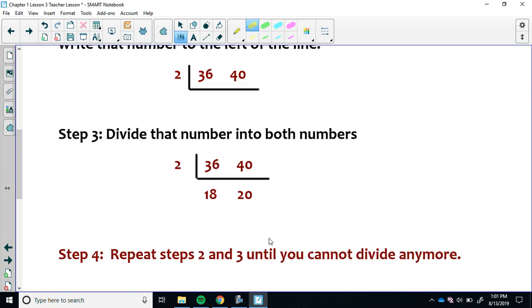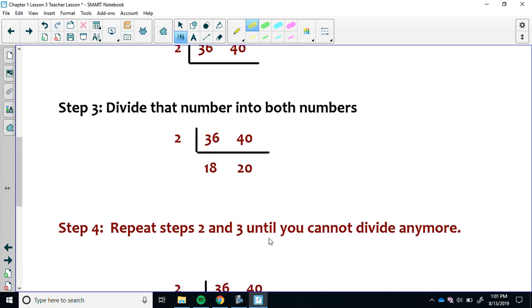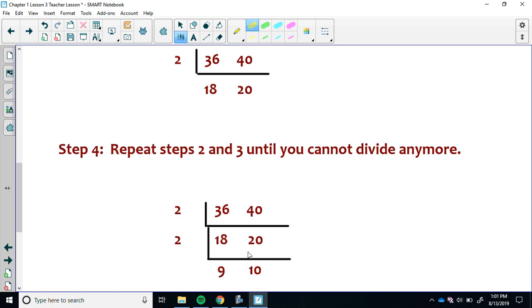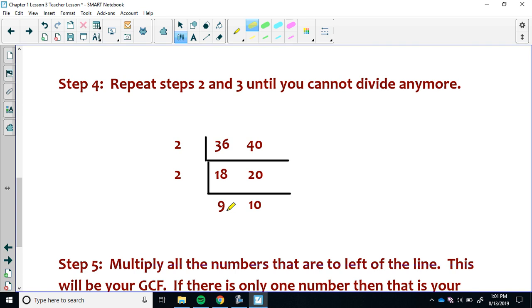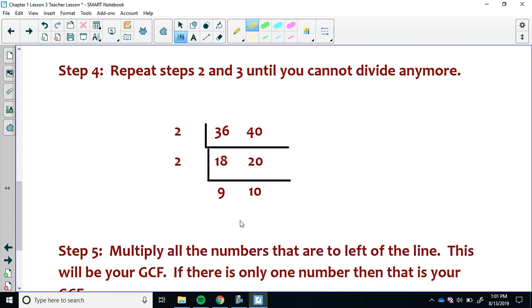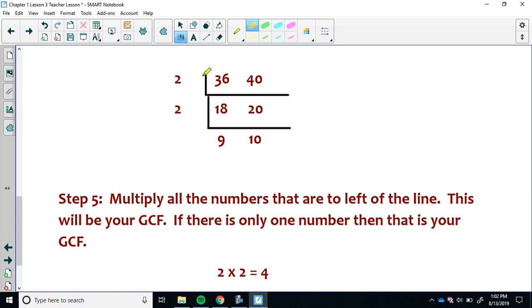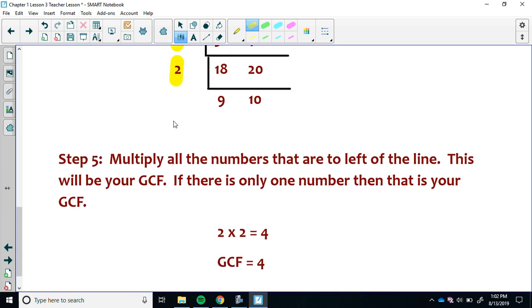And then we're going to repeat steps 2 and 3 until you cannot divide anymore. So 18 and 20 are both even, so they can be divided by 2 again. 18 divided by 2 is 9. 20 divided by 2 is 10. 9 and 10 cannot be reduced any further. So what we're going to do is multiply all the numbers on the left-hand side, and this will give us our GCF.